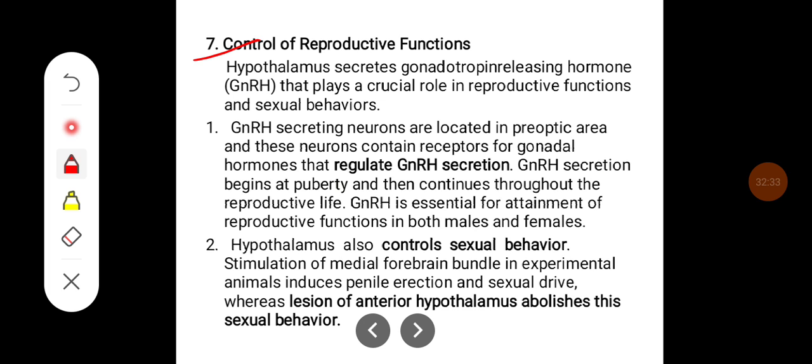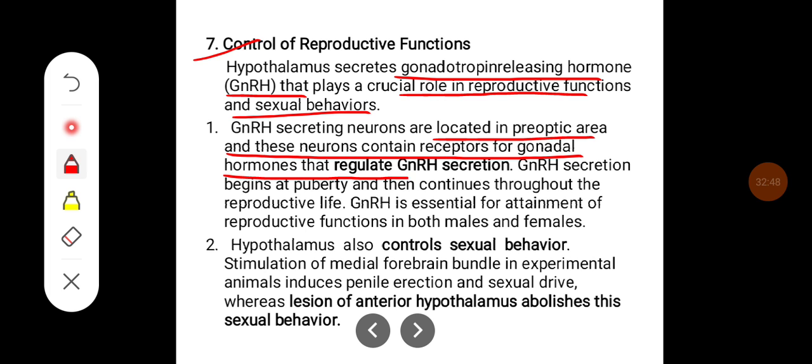Control of reproductive functions. Hypothalamus secretes gonadotropin releasing hormone that plays a crucial role in reproductive functions and sexual behaviors. The GnRH secreting neurons are located in the preoptic area, and these neurons contain receptors for gonadal hormones that regulate GnRH secretion. The GnRH secretion begins at puberty and then continues throughout the reproductive life. GnRH is essential for attainment of reproductive function in both male and females.